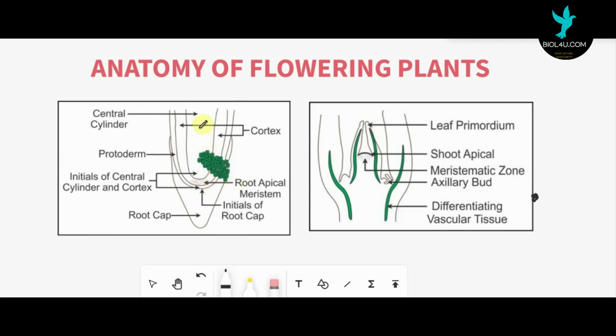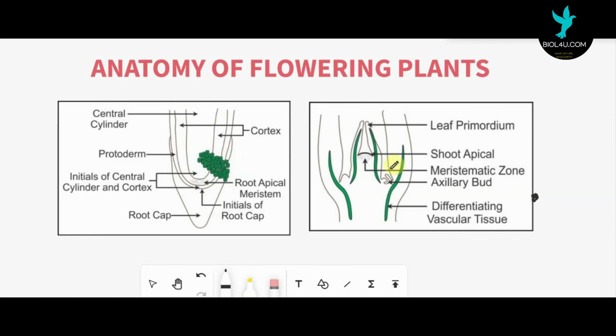Okay. Then in the central part you can see the central cylinder. This is the central cylinder, and around the central cylinder you can see the cortex. So this part is the cortex, and outside the cortex you can see the protoderm, and that is produced by the apical meristem. Okay. So initials of the central cylinder and cortex, this part is the initials. From that the central cylinder develops, and from that also the cortex develops. You can see those initials here, and this is the root cap initial. So just below the root meristem is the root cap initial, and that is producing the root cap. And this is the meristematic tissue, it is continuously dividing.